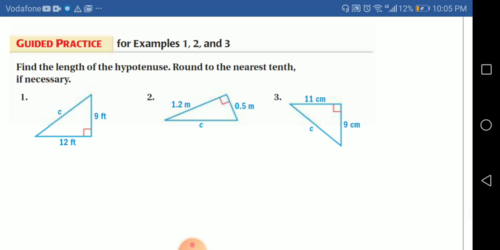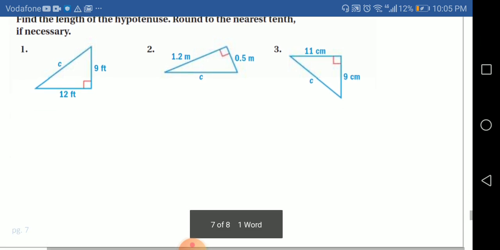And I give you this as homework. Please do this. Use the Pythagorean theorem to find them.